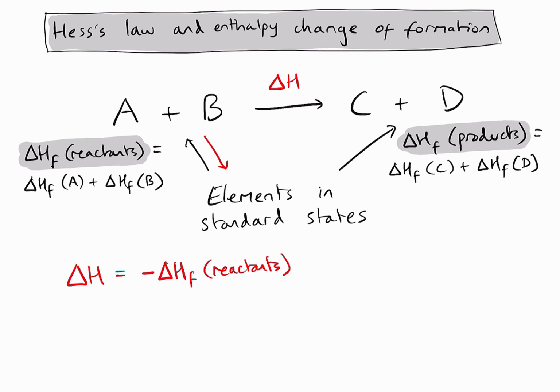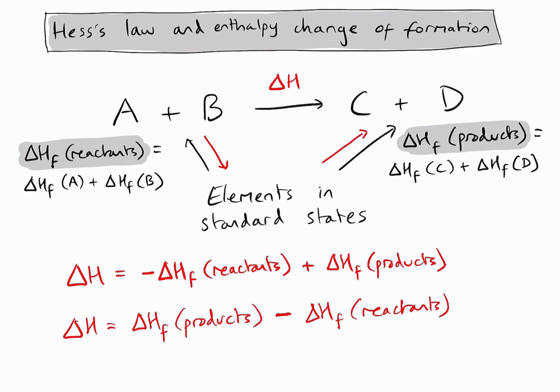From that point, I then need to go up the next arrow to get from those elements in their standard states up to C and D. And in this case, because I'm going the same direction as the arrow representing the enthalpy change of formation, I simply need to add that value. I can now rearrange this general formula like this.